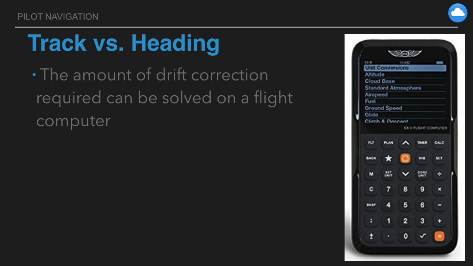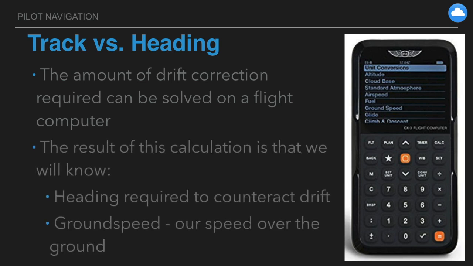There's not an excuse not to have accurate numbers, and they're pretty good. So we can solve this on a flight computer. At the end of that calculation, which is sometimes called the wind triangle, because it's based on trigonometry, we're going to know the heading we need to point the airplane correctly so we get to where we're going and counteract the drift. And we're going to know the ground speed. Those are two important things. Which way do I point the airplane? What's my speed over the ground going to be?